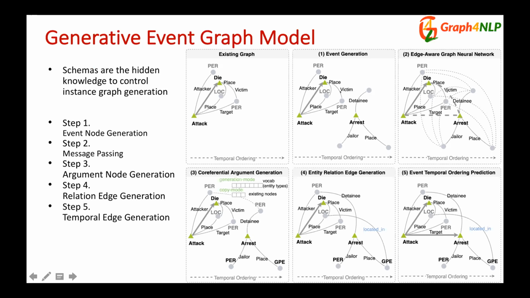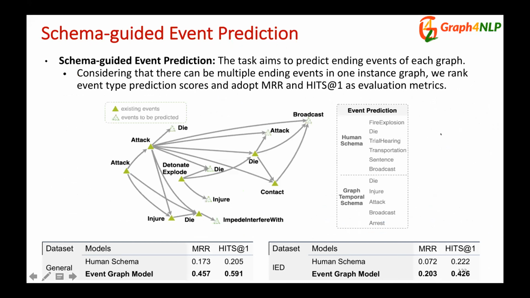So arrest appears most frequently as the next event after attack. And then we can predict what is the most frequent edge connecting attack and arrest. And then further, we will try to identify the temporal relation between these two events and analyze the roles these entities played in each predicted event. So the idea is you start from what you know and then grow the graph to cover future events.